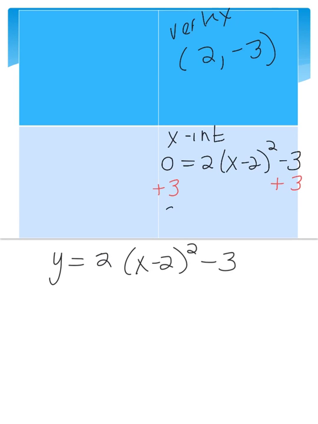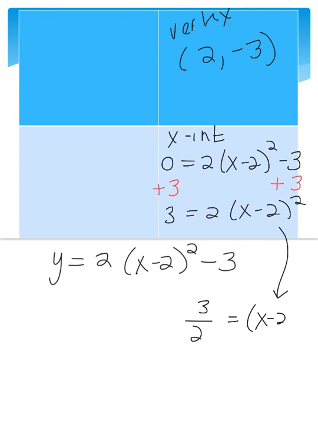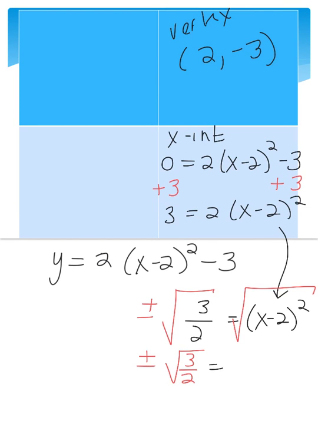So now we have 3 is equal to 2 times the quantity x minus 2 squared. Divide both sides by 2. And now we can take the square root of both sides. When we do that, that's a positive or a negative. We end up with positive or negative square root of 3/2 is equal to x minus 2, so add 2 to both sides.